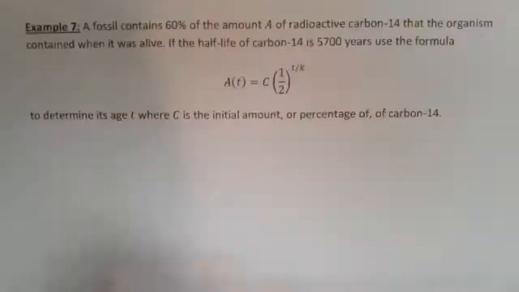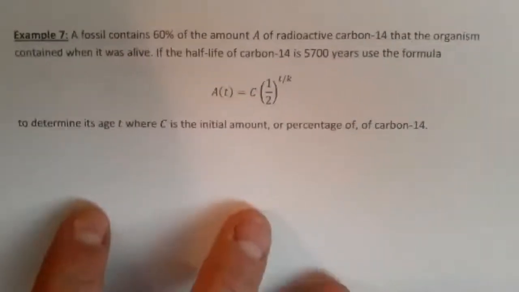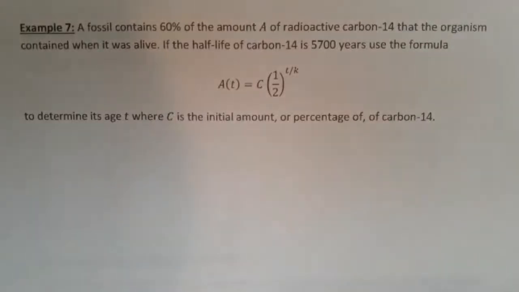That is example 6. Example 7. Okay, so a fossil contains 60% of the amount A of radioactive carbon-14 that the organism contained when it was alive. If the half-life of carbon, okay, so this is talking about carbon-14. So carbon-14 is a radioactive substance that is within every living organism.